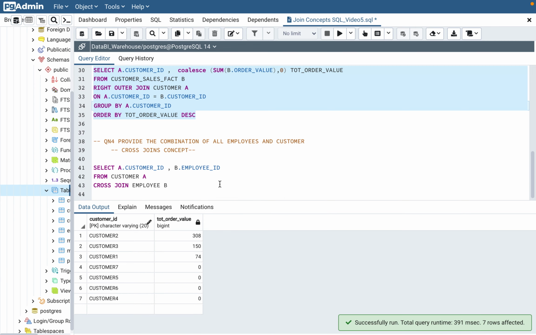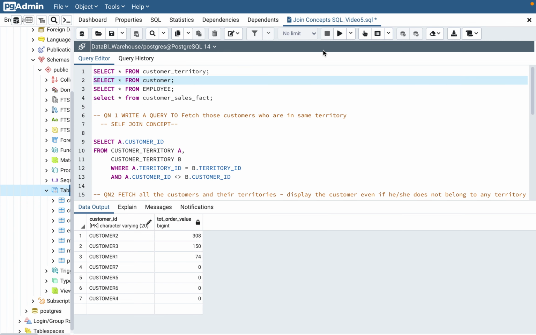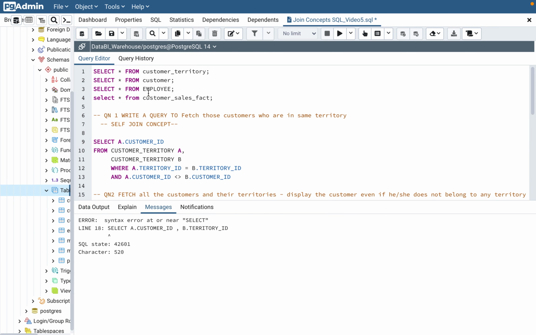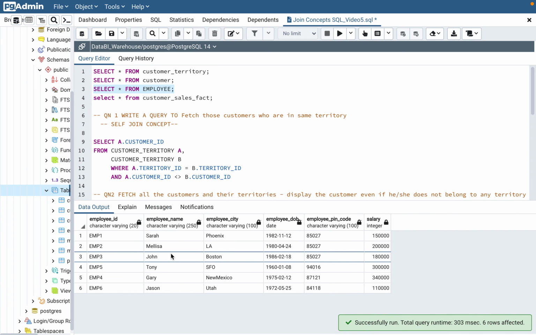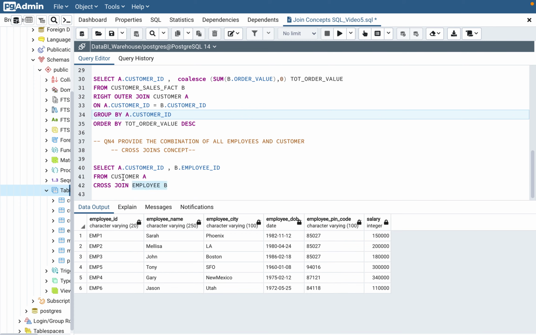Okay, so now the last concept is the cross join concept. Cross join means there is no matching column in the two tables, and it brings all the combinations. See what it is asking: provide the combination of all the employees and customers. If you see the customer table, you have customer ID and their name and city and all. The employee table has employee ID and their city and all. There is no direct relationship between customer and employee, so you're saying bring all the combinations of employees and customers.